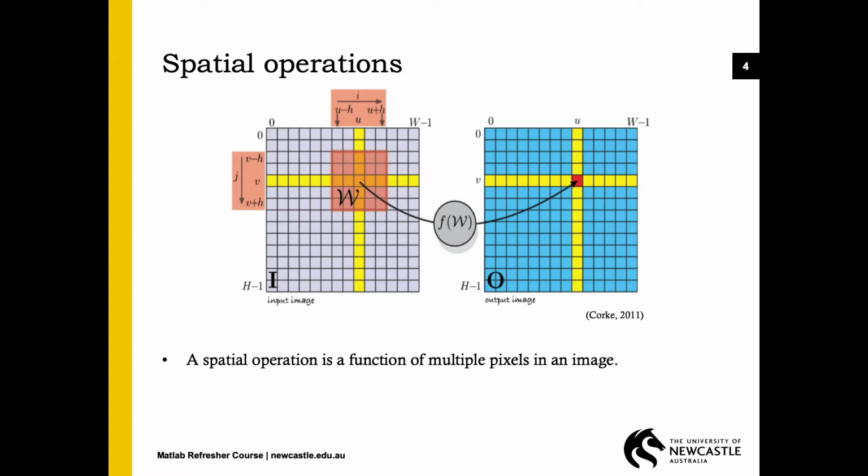An important operation in image processing is a spatial operation. Spatial operations are generally defined over a window. So we take our input image I and look at all the pixels within that window W, and that will tell us the value of the corresponding pixel in the output image.